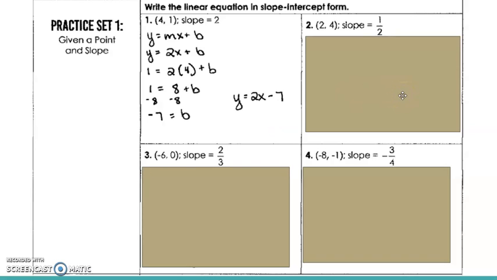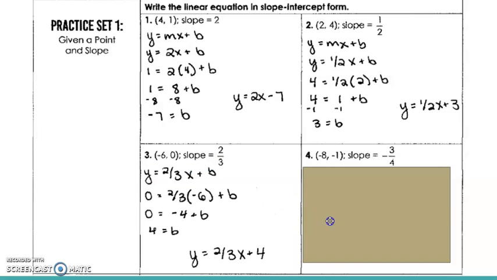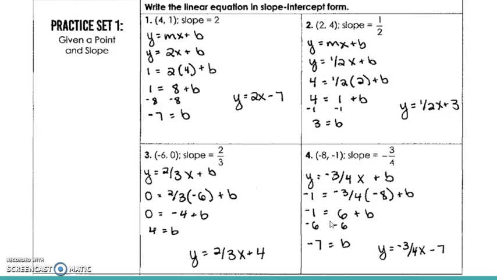We're going to do the same thing for number 2. So again, always starting with y equals mx plus b, and we'll replace our m with 1/2. We're going to plug in 2 and 4 for x and y. When we solve, we get b equals 3. So y equals 1/2 x plus 3 is our final answer. 3 and 4 are the same way, so I'm just going to show you those answers. Again, always solving for b and writing our final slope-intercept form.